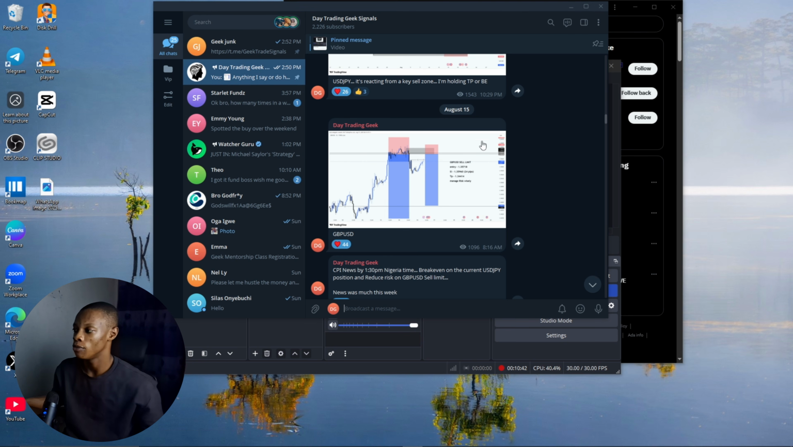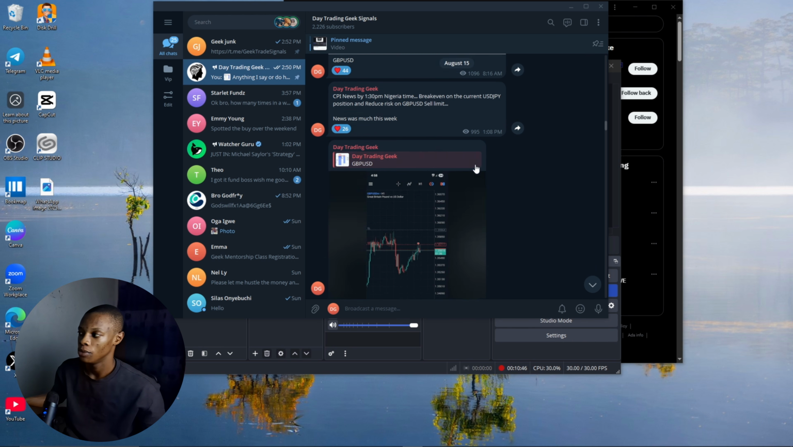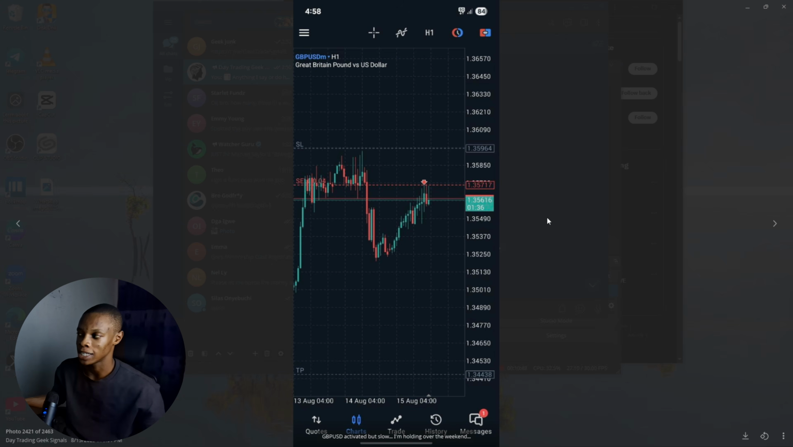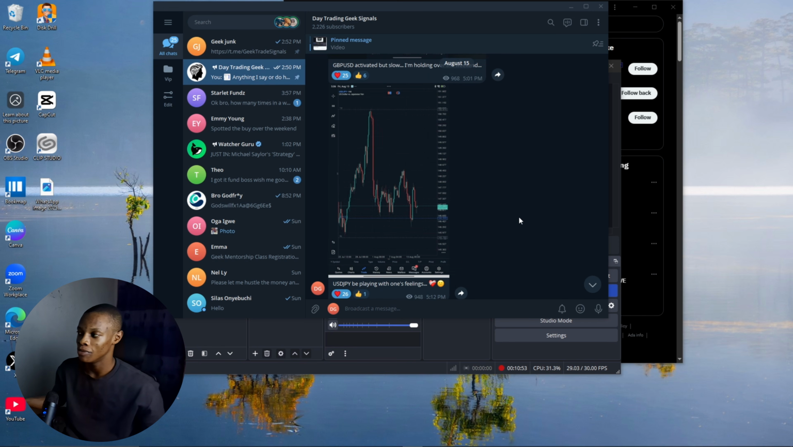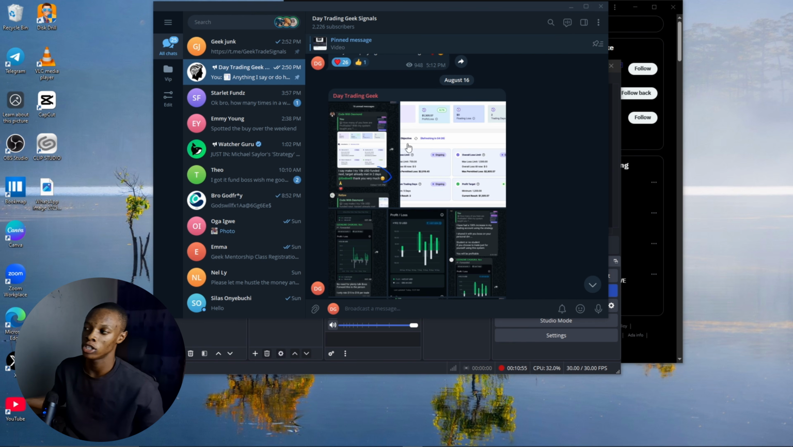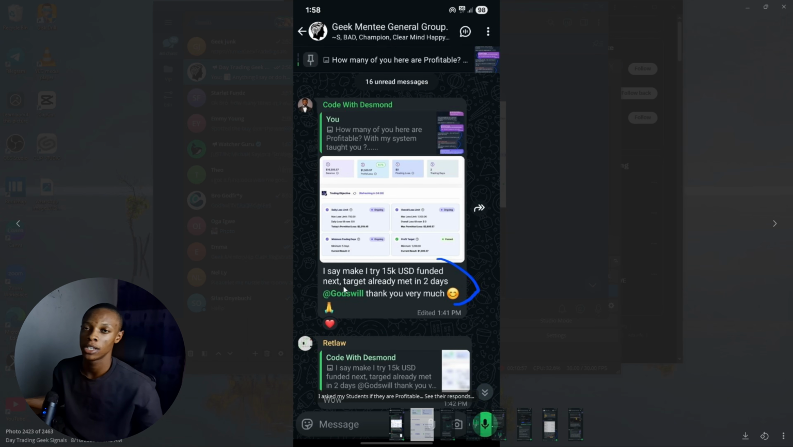Where's the setup? If you join my Telegram, you're gonna see so many setups, so many trade opportunities I dropped for them. Right? If you notice, this was when the GBP activated with a sniper entry. This was the USD trade we took, moving in profit. Right? And if you watch, these are some of my students winning and passing their prop challenge.